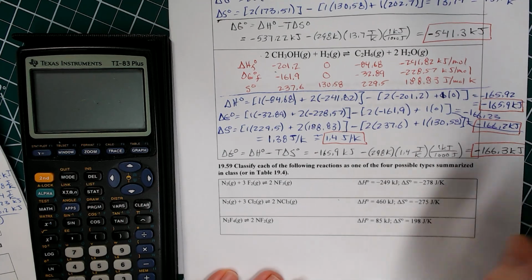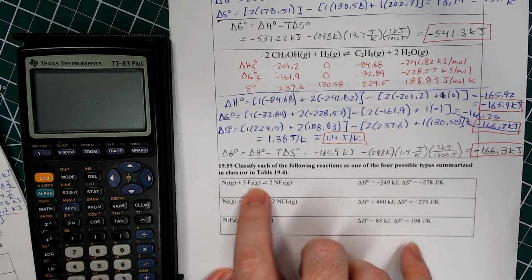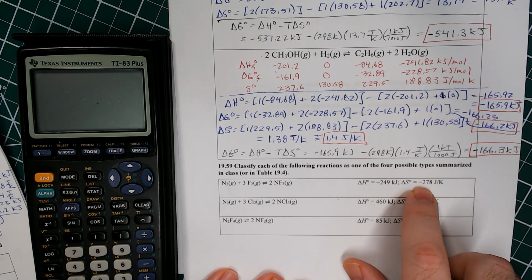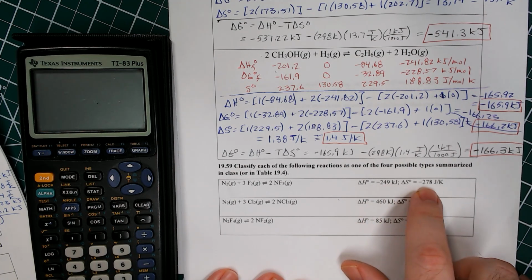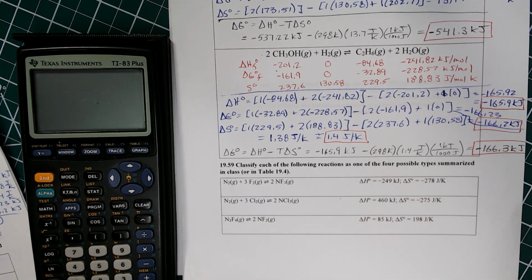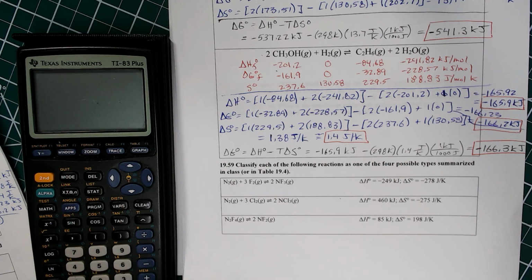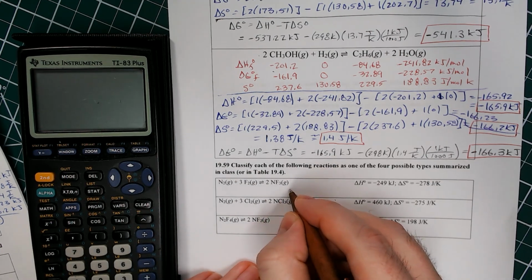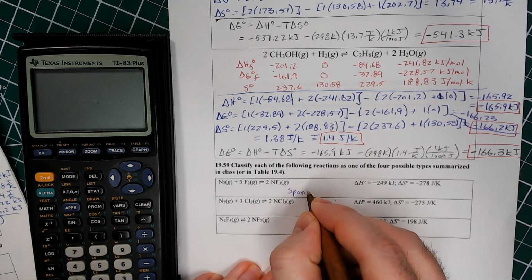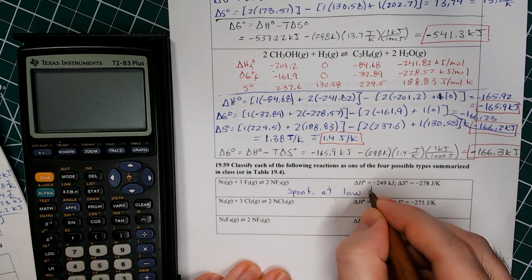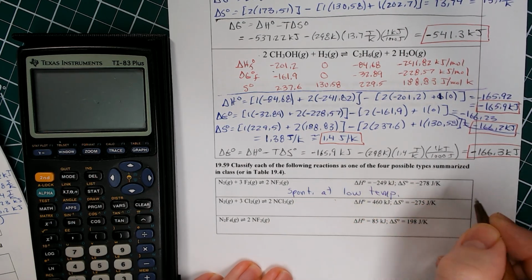So we're going to go back and look. Here we've got this reaction: nitrogen plus fluorine gives us NF3. Delta H is negative and delta S is negative. Well, negative, negative, we're going to go back to that table. Negative, negative is spontaneous at low temperatures. So we're just going to write, this is spontaneous at low temperatures. And that's it.